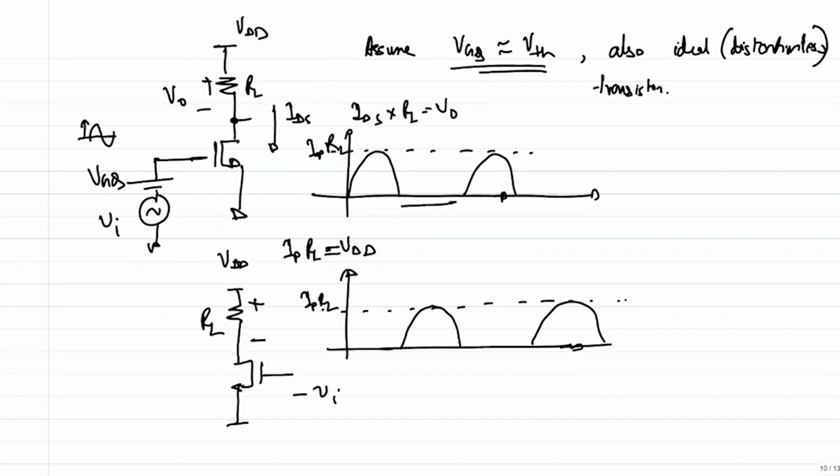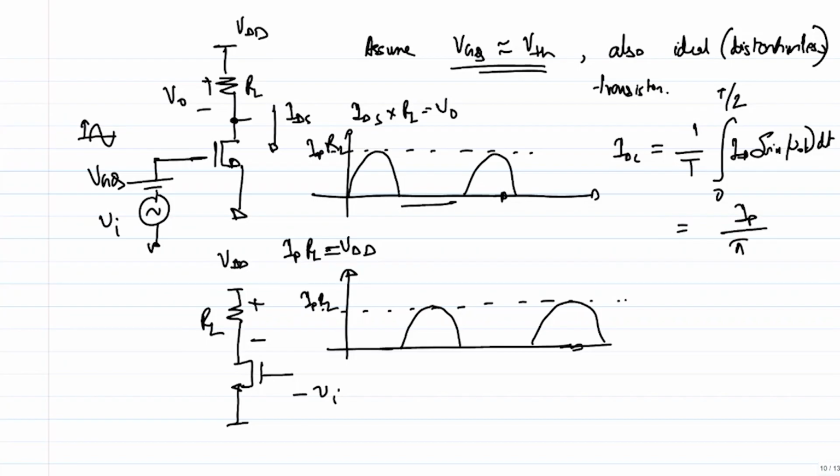So if I go back to this structure, from this structure I can basically find out what is the average current. Note that this is not biased, so IDC is the average of this, which is 1 over T, integral from 0 to T by 2, because it's conducting for half a cycle, of IP sine omega naught t dt, right? And given that omega naught T is equal to 2 pi, if you do the math, this will come out to be IP by pi, correct?